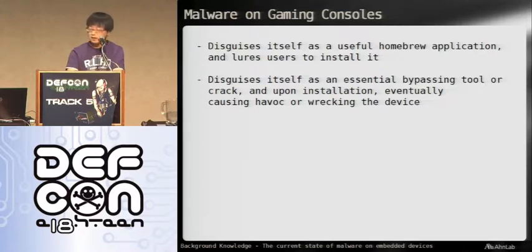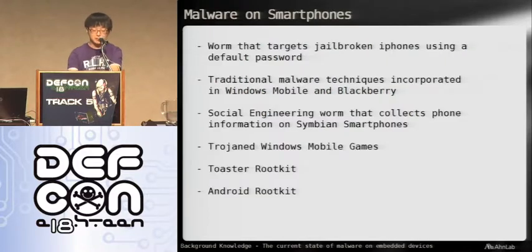The second case is a cracking tool that advertises itself as breaking the security of a device, somewhat like jailbreaking, and makes the users run it on their system, but then eventually it just wrecks the machine and breaks the system. These are the two kinds of malware on gaming systems that were publicly discovered so far.